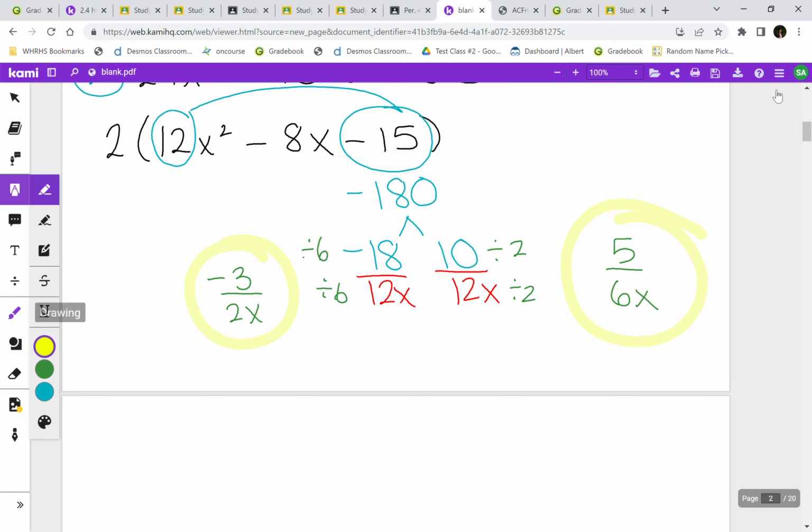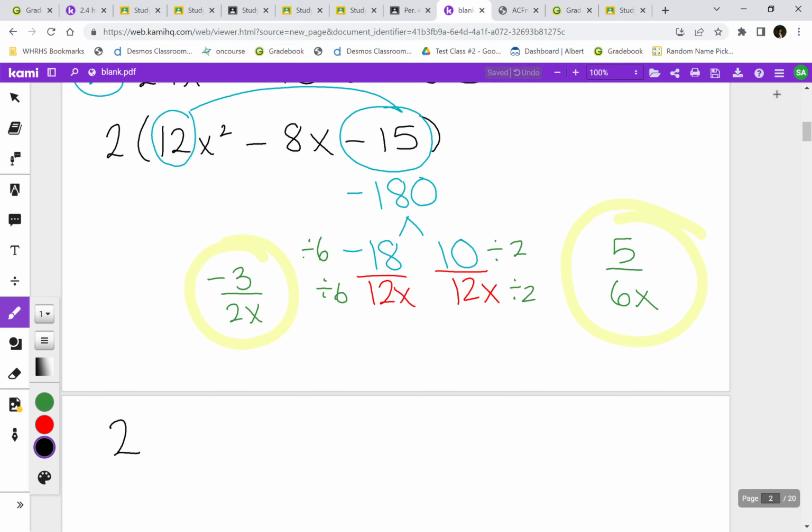Now we're going to write out the final factors. So our GCF of 2 stays in the front, and then bottom to top. So it's a 2x minus 3, and then a 6x plus 5. That GCF only gets written once. How would I check to make sure I factored correctly?